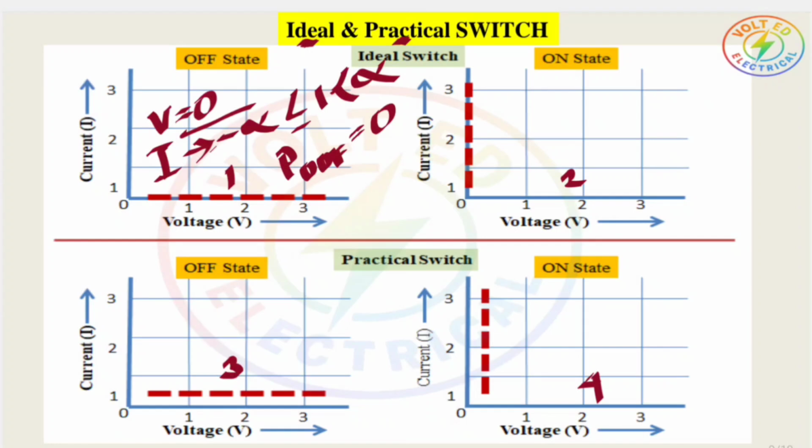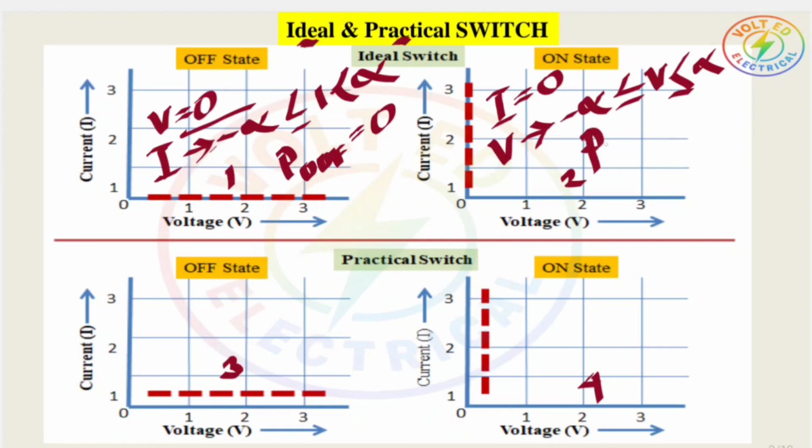Now if we see the characteristics of the on state, here the current is 0 but the voltage has some value. So the current is 0 and the voltage can be from minus infinity to infinity. Here also P on is equal to 0 as current is 0. So from the ideal switch you can say that power loss is 0 in both the off state and the on state.